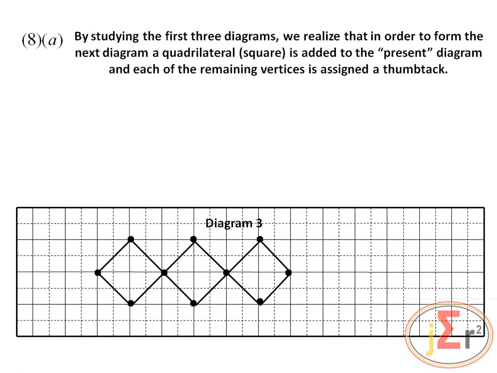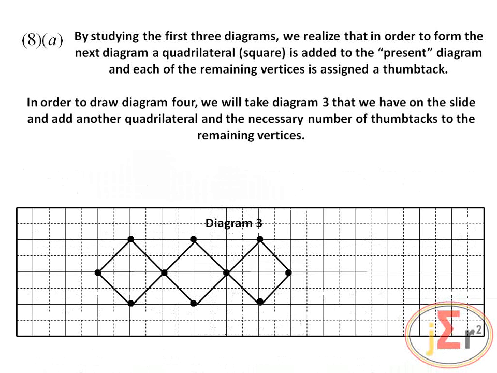All we need to do is fulfill the particular requirements and we will have diagram 4. In order to draw diagram 4, we will take diagram 3 that we have on the slide and add another quadrilateral and the necessary number of thumbtacks to the remaining vertices. That is what we have right there now. That is diagram 4.